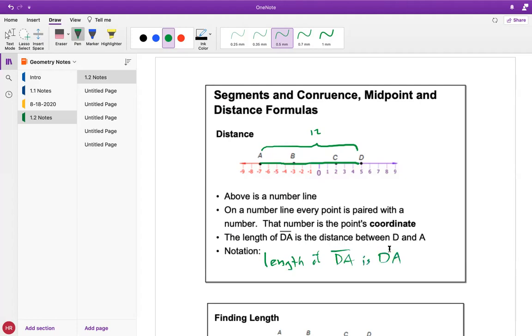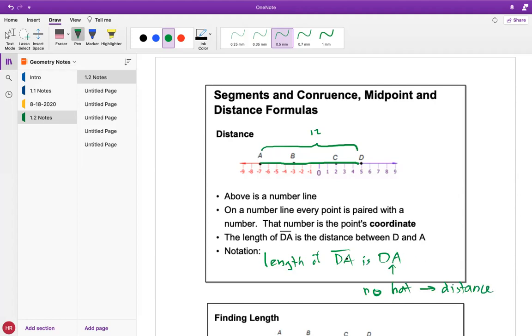You notice there's no hat on this. It's not like the 2-arrowed hat for a line, or the 1-arrowed hat for a ray, or the no-arrowed hat for a segment. It's just nothing. So no hat implies distance. If there's no hat on it, I assume it's a distance.